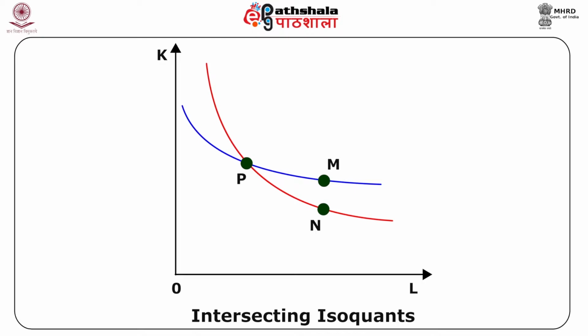M represents the same level of output as P, but P and N also lie on the same isoquant. So, the output level at N is the same as that at P. This implies that output at M and N are equal, so that they should lie on the same isoquant. However, it can be seen clearly from figure 3 that M and N lie on different isoquants. So, the level of output at M and N cannot be the same, as this leads to a contradiction, thereby showing that two isoquants cannot intersect.